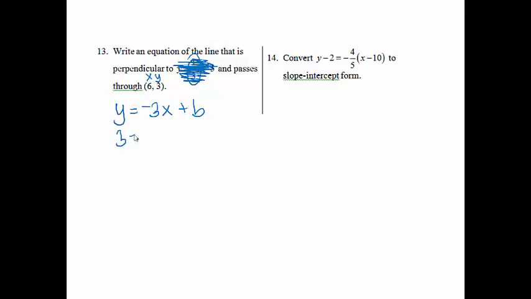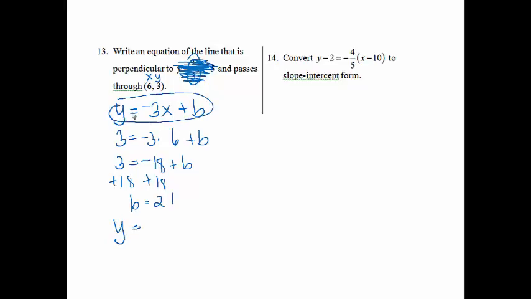My y is 3, my x is 6, and then I'm looking for b. So I'm going to have 3 equals negative 3 times 6 is negative 18 plus b. And then we'll add 18 to both sides. So I'll get b is equal to 21. So then my final answer is going to be, I'm just basically going back up into this equation right here and putting my b in. So it will be y equals negative 3x plus 21.